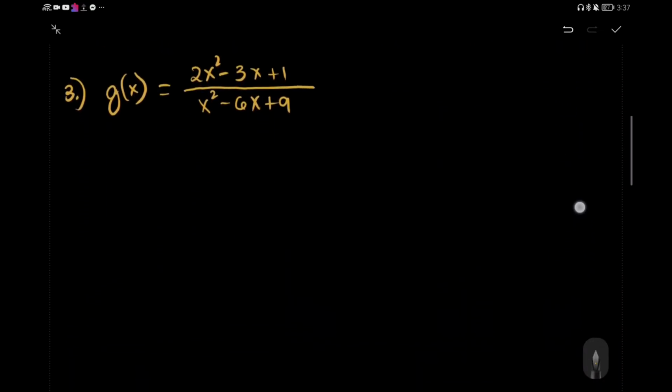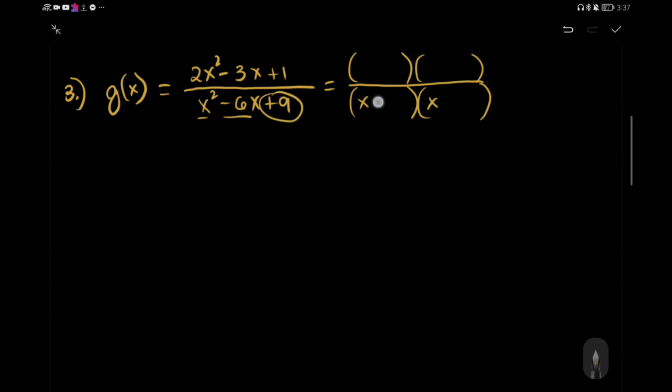We have g of x is equal to 2x squared minus 3x plus 1 over x squared minus 6x plus 9. To identify the value of x that makes the denominator 0, we need to factor this first. So let us factor the denominator. Factors of x squared, that is x times x. Positive last term, negative middle term. Therefore, the factors are all negative. Factors of 9 that add up to 6, that is 3 times 3 equals 9. 3 plus 3, that is 6.